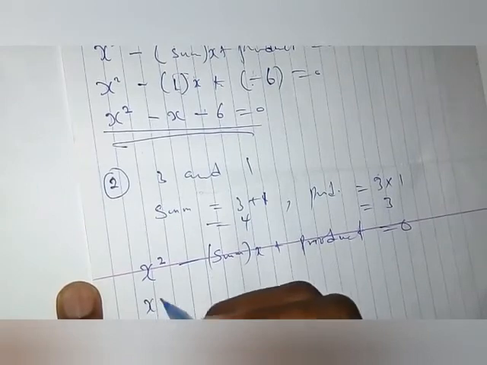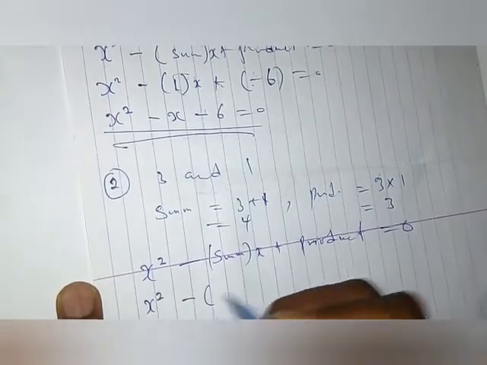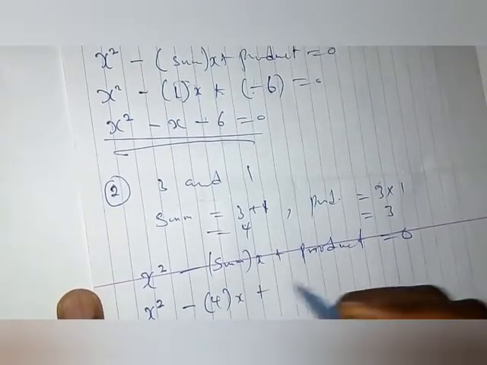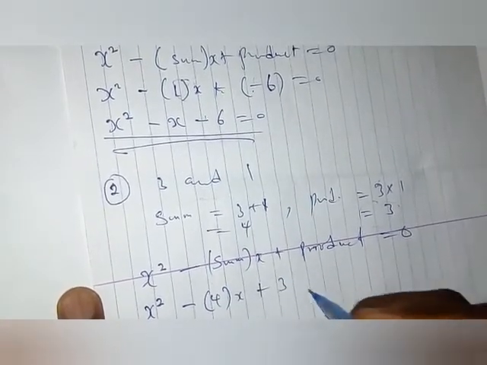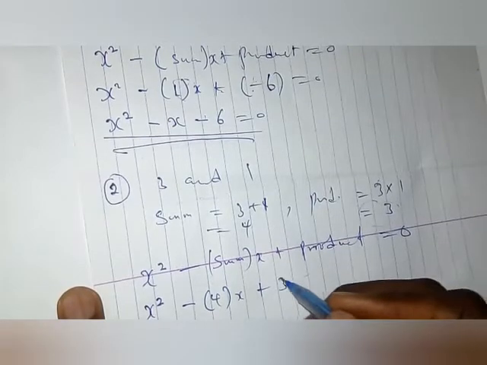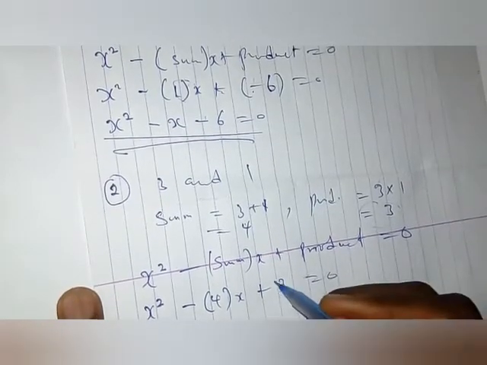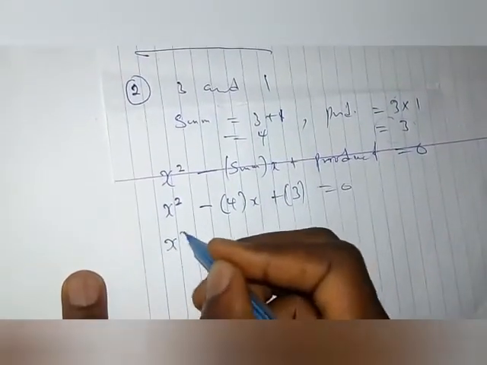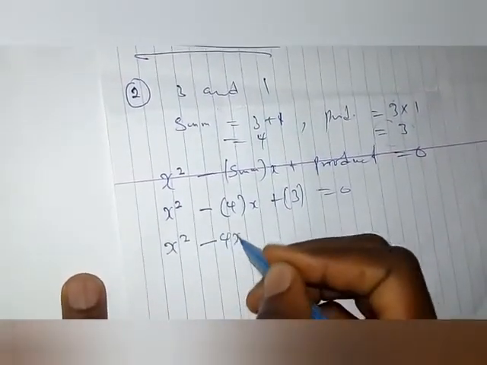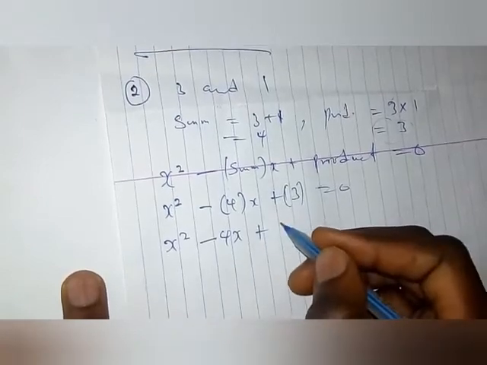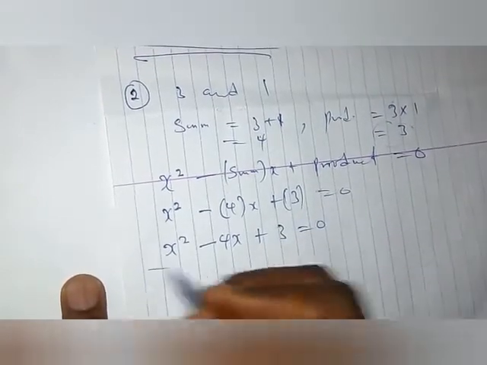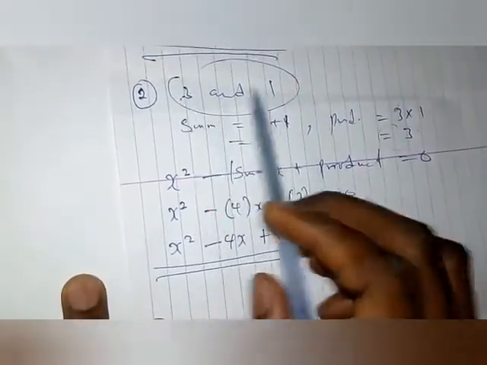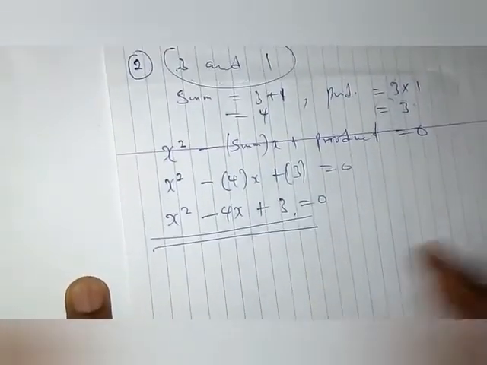So we have x squared minus your sum, which is 4x, plus your product, 3, equals 0. So you have x squared minus 4x plus 3 equals 0. If you solve this, you get the roots of this equation.